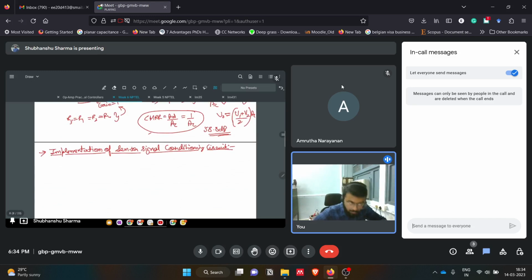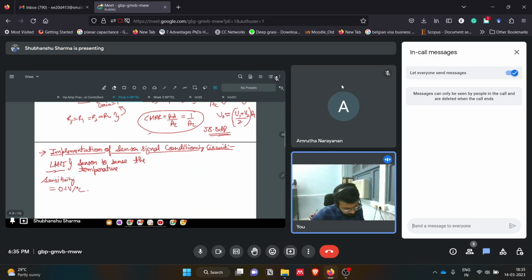Here we'll have to see which sensor we are using for sensing the temperature. Here we are using the LM35 sensor to sense the temperature. Now this LM35 has its own requirements or limitations also. Based on that, we will have to set our circuitry accordingly. When we look into this LM35, it is given that the sensitivity is equal to 0.1 volt per degree Celsius.